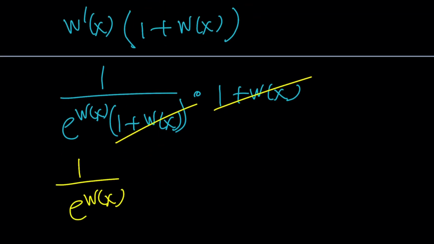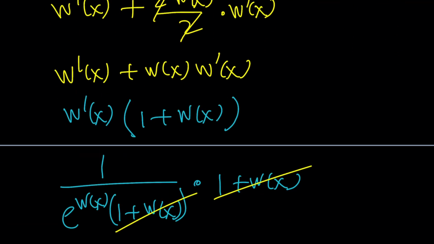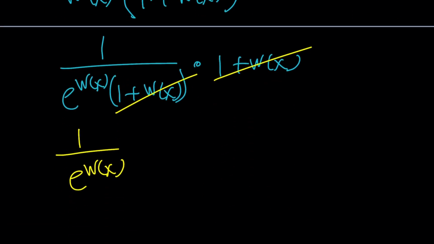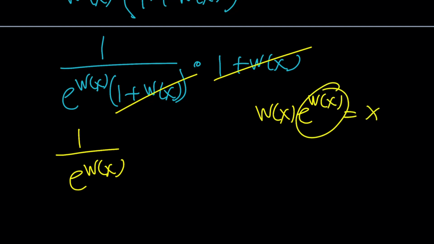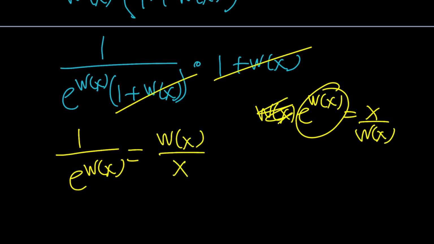Wait a minute. Aren't we supposed to get w of x over x? Yes, but think about it. When you have w of x times e to the w of x being equal to x, you can now replace this with x over w of x, and its reciprocal is going to be w of x divided by x, which verifies the original function.